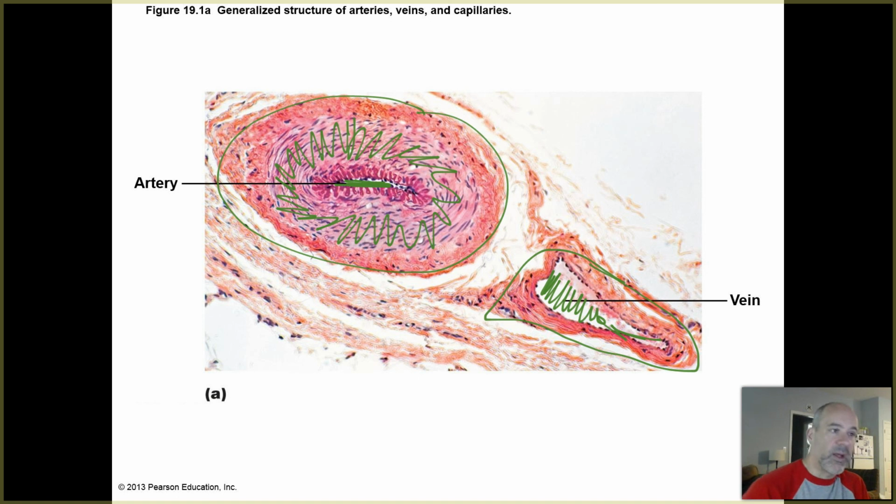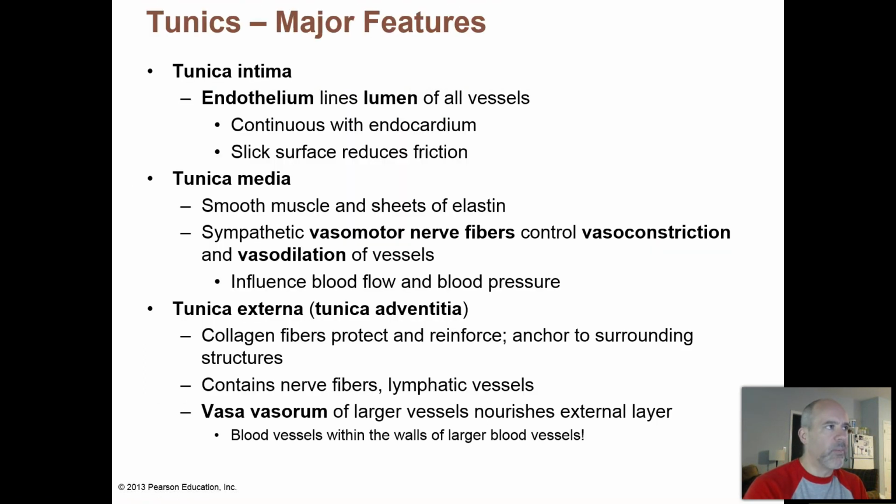And over here, if you look at the vein, you don't really see a very thick, smooth muscle wall in there. It's much, much thinner. And that's just illustrating that that's really the biggest difference between arteries and veins. Arteries tend to be a lot more muscular.